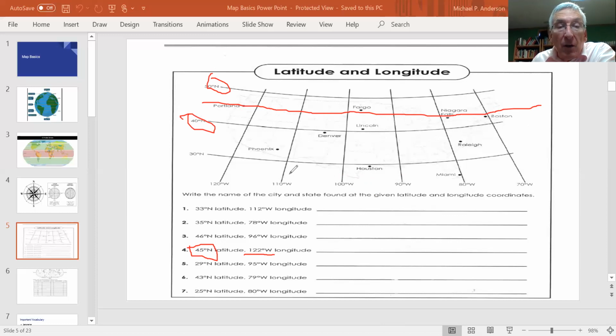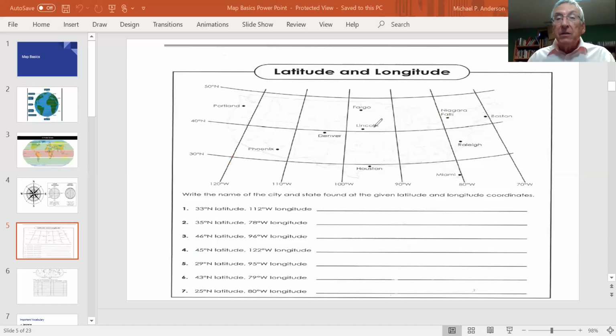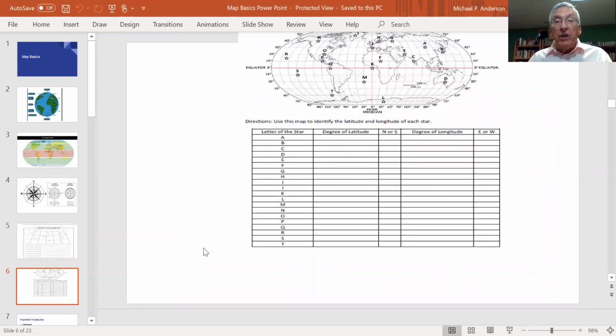Here is 110, here's 120. We're looking for 122. So here's 120, 21, 22. So that takes us up. Looks like we go through Portland. So that's how latitude and longitude work. Let's go to our next slide here, which just happens to be your worksheet.